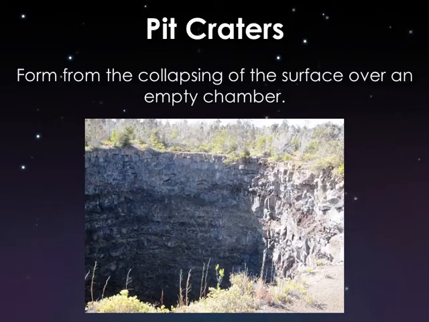Pit craters are related to subsidence craters, but don't have to be. They form from the collapsing of the surface over an empty chamber, like the first picture of subsidence. They usually have a circular opening, a lack of an elevated rim, and vertical walls filled with fissures. Some can be found in Hawaii where magma chambers have collapsed.